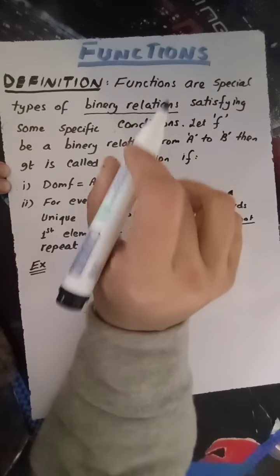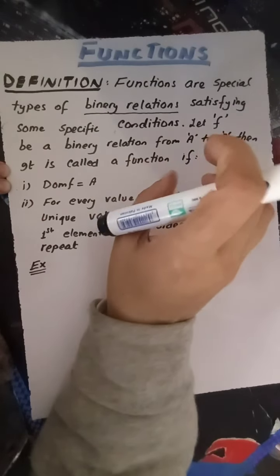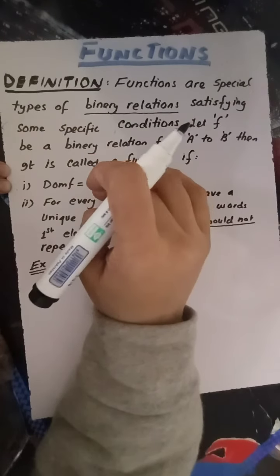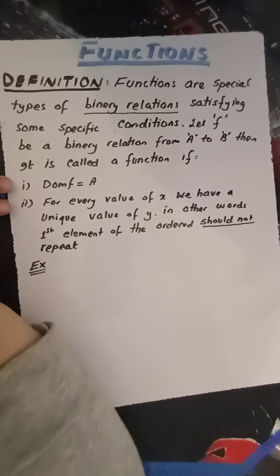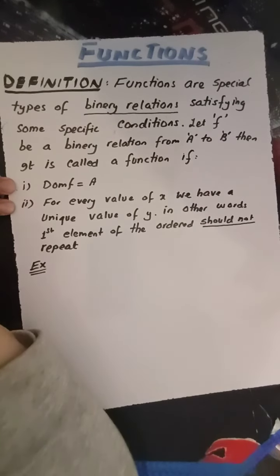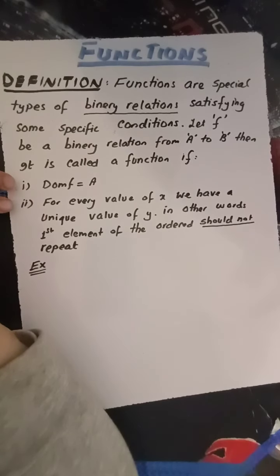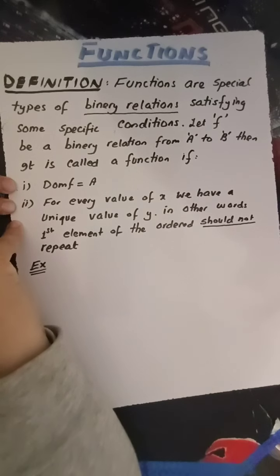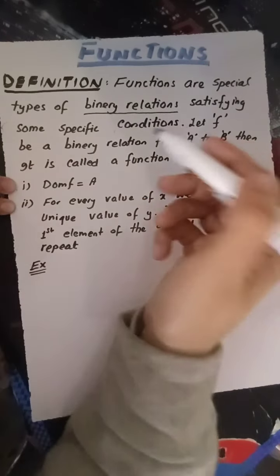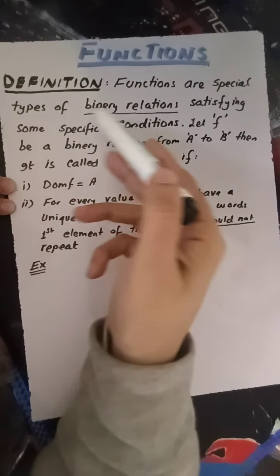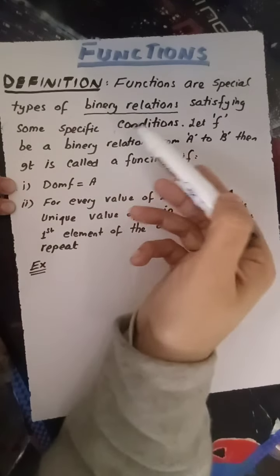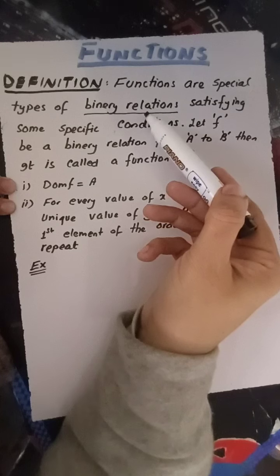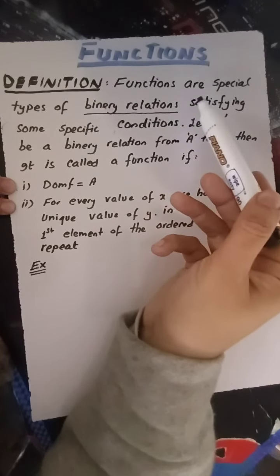There are some specific conditions, and those binary relations which satisfy these conditions, for example number 1 and 2 which we will be studying now, are called functions. Otherwise they will not be functions. I will explain these conditions in detail. As these are binary relations, they will be subsets of some A cross B.